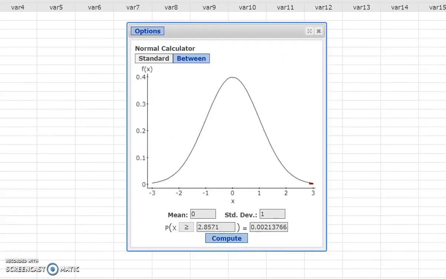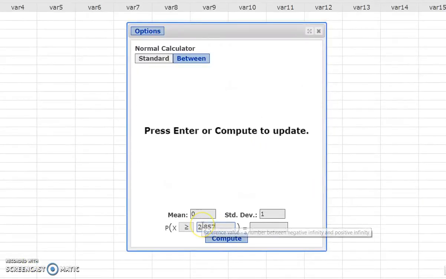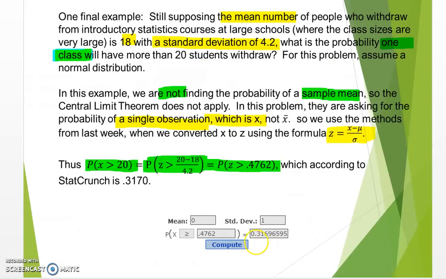Again, this is going to be standard, not between, and x is greater than 0.4762. So 0.4762, hit compute. That's going to give you this probability here, which is 0.3170. Right, which is this number. That's 0.3170.